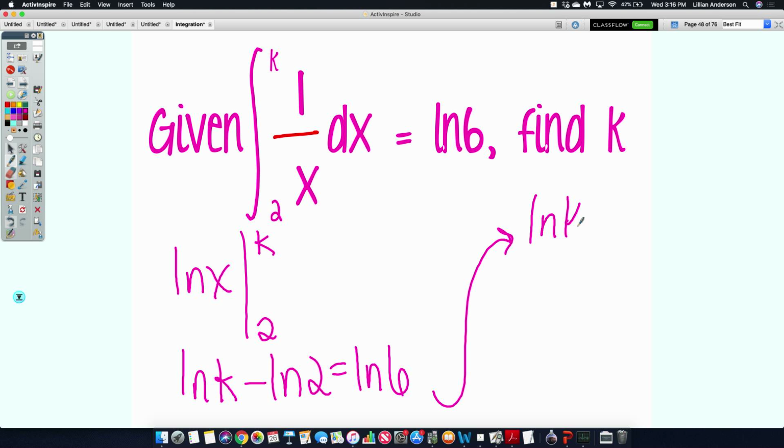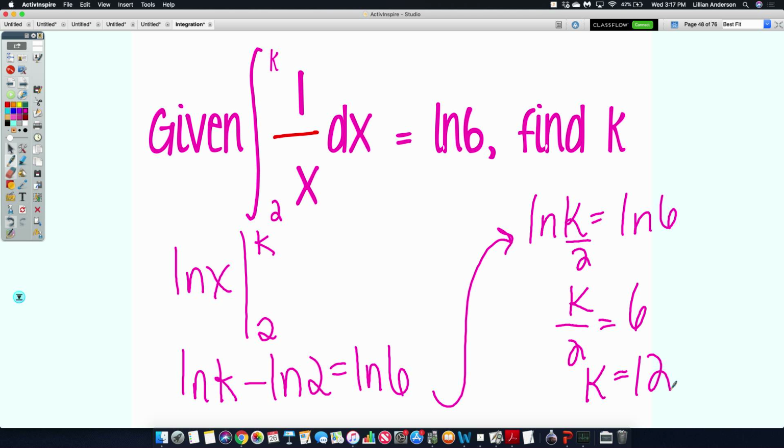Well, ln k over 2. Okay, you can do the ln of k over 2. It will equal the ln of 6. Remember your rules of natural logs. If they equal each other, you can just what? Cancel out the ln. And so you have k over 2 is equal to 6. So what is k?